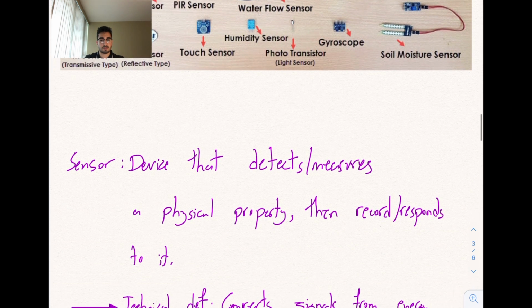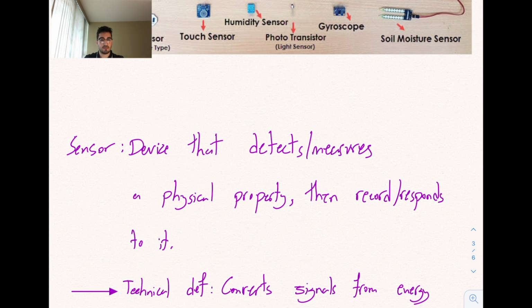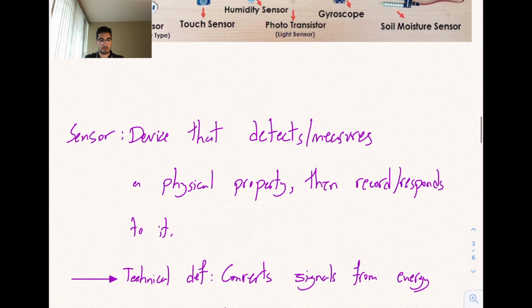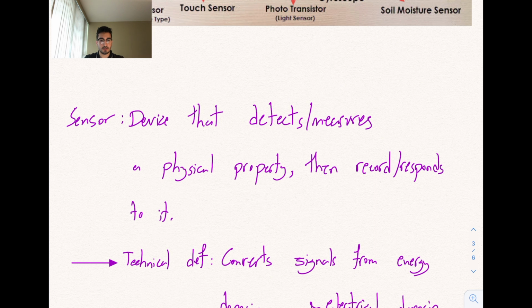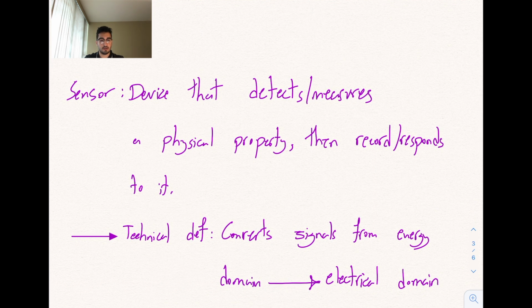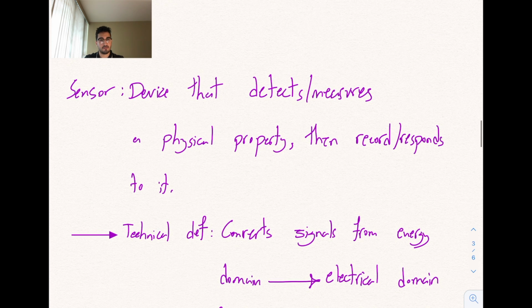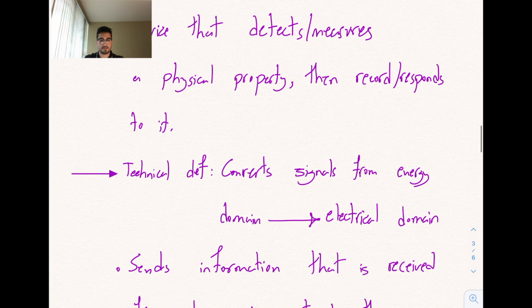So what is a sensor? By definition, it's a device that detects or measures a physical property, then records or responds to it. The technical definition is that it converts a signal from the energy domain to the electrical domain. If you think about where sensors are used, the purpose is the same for all of them. They receive some information from their environment, they convert that to the computer's language, which is zeros and ones, and the computer, being the brain of the system, makes a decision based on that information. And this happens constantly. It has to be constant feedback from the environment.